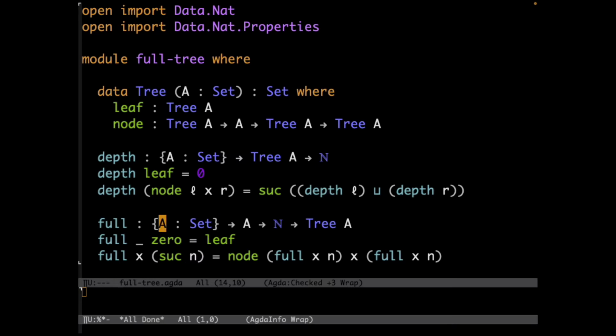Oh, also we need to put something. We need to label the nodes with something. So this function actually takes an element of A. That's the thing that we're putting in the nodes. So all nodes will be labeled with the same element. And this is the depth to which we want to go. So if the depth is 0, then we just say leaf. If it's a successor, then we make a node. We recursively produce two full subtrees of depth 1 less, and we label it with x.